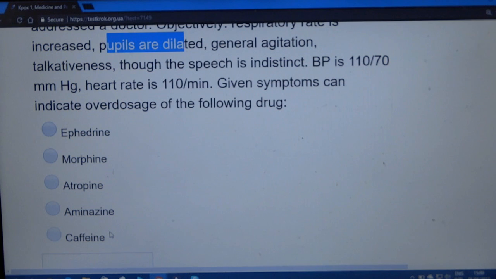Now, aminazine is actually an antipsychotic drug. So it has got nothing to do with what we are talking about over here. So our most probable answer or closest answer is what I have just explained. Atropine.